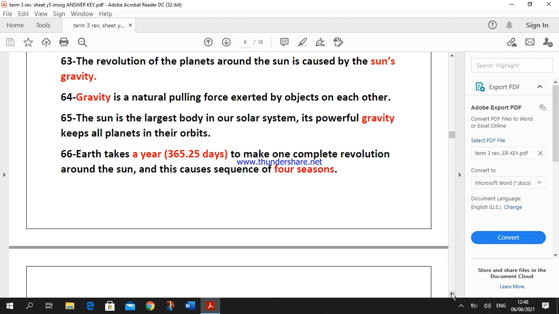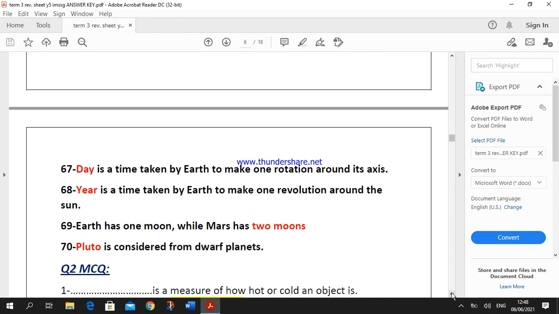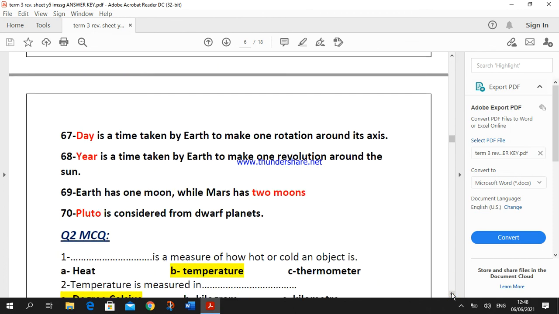66, Earth takes a year, 365 and a quarter days, to make one complete revolution around the sun, and this causes the sequence of 4 seasons. 67, a day is the time taken by Earth to make one rotation around its axis, and 68, a year is the time taken by Earth to make one revolution around the sun.